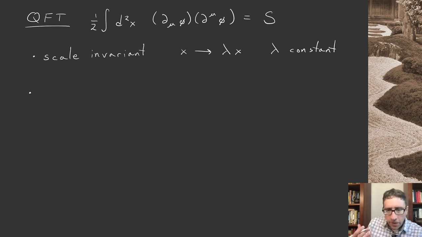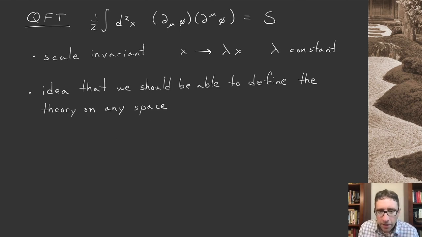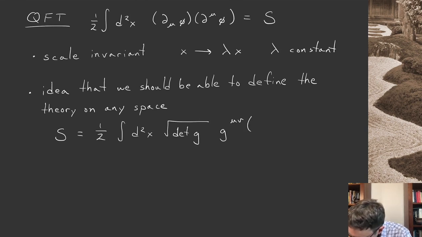And there's an idea here akin to the one I talked about at the beginning, about being able to define a theory on any space-time, not just flat space. Here we started in flat space, could be flat Euclidean or flat Lorentzian, but we should be able to promote that to a theory on any space, and have some kind of cousin of that same scaling symmetry. So let's see how that might work here. We have S equals 1 half. And now if I'm going to talk about any space, I need to introduce some kind of metric. So g is my metric, and g with upper indices is my inverse metric.